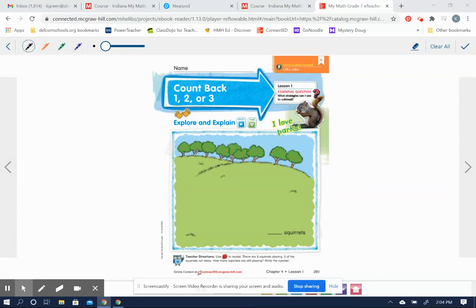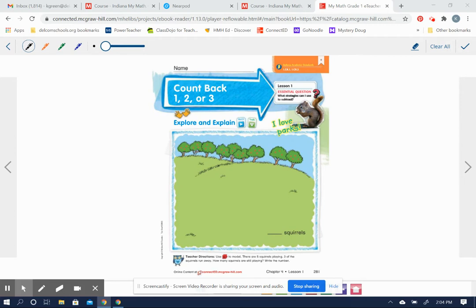Hello, boys and girls. We are starting chapter 4 today, and it is on subtraction strategies. The first one we're going to talk about is counting back. That's one way to find the answer to some subtraction problems. Counting back is like the opposite of counting on.